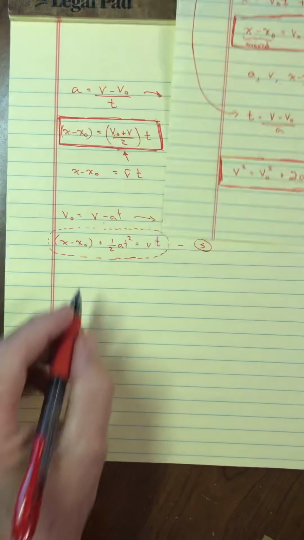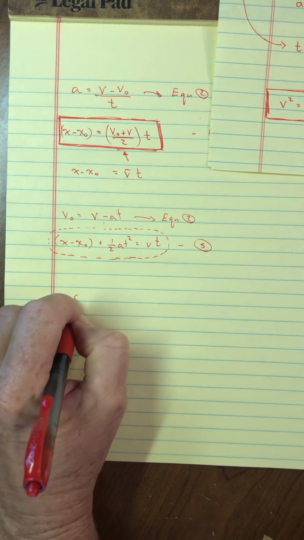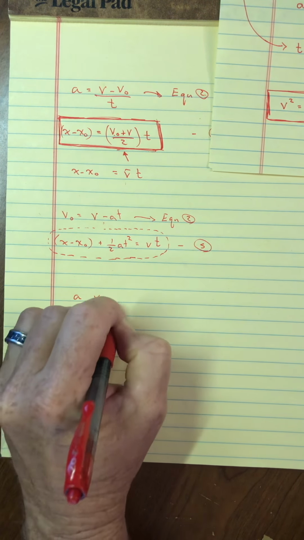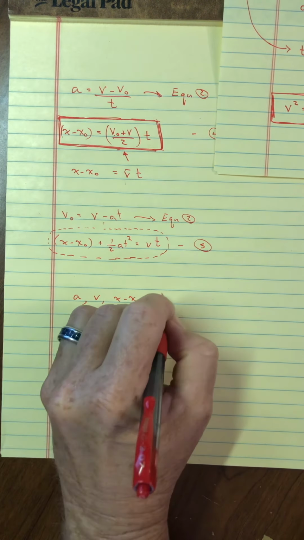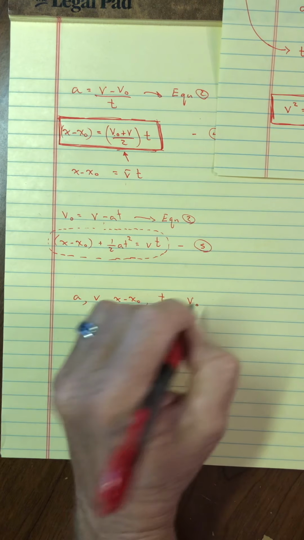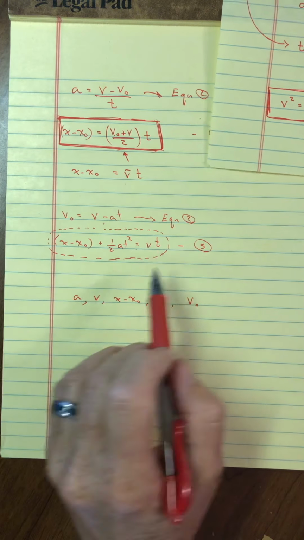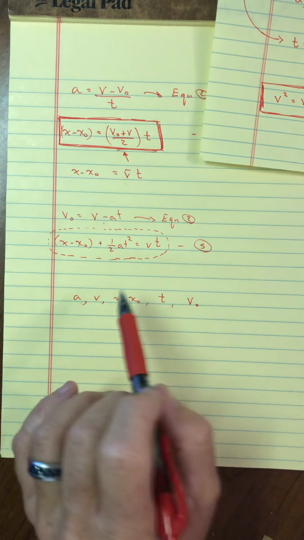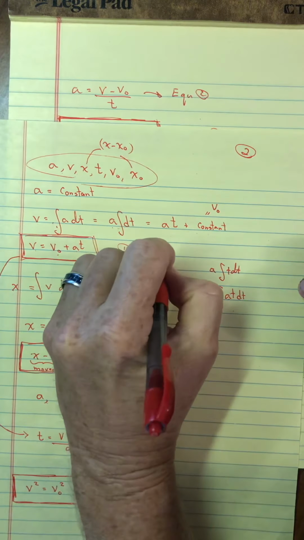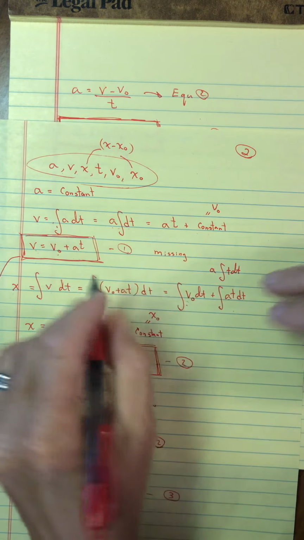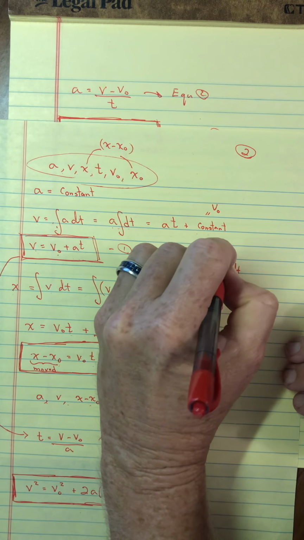If you think about these 4 or 5 variables, what were they again? They were acceleration, velocity, distance traveled, time, and initial velocity. Now, looking at these 5 variables and these 5 equations, one variable is missing from each of these 5 equations. What is missing from equation number 1? It looks like distance traveled.